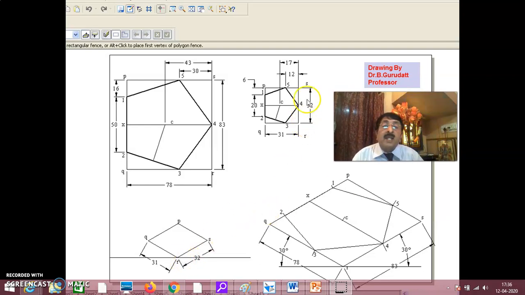Top surface, it is RS, RQ. This is 32, this is 31. Then this line parallel to that, this line parallel to that. In that way, you get P. And as usual, see here, on RS, you should get what? 4 here. Okay, midpoint. Then cutting 12 mm here, 12 mm here, you get 3 here and 5 here. Cutting 6 mm here, cutting 6 mm here, you get 1 and 2.